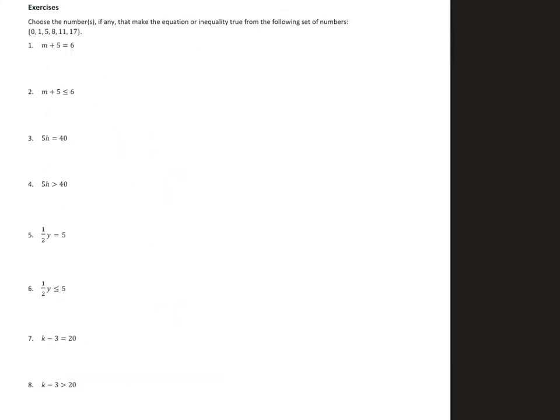Okay, so these are the same kind of exercises. Try them first, then check with my answers. M plus 5 equals 6. M has to be 1. M plus 5 is less than or equal to 6, so it could be 1 or less than 1, so 0 or 1 work. 5 times something is 40, that has to be 8.